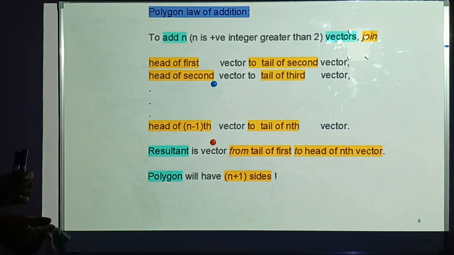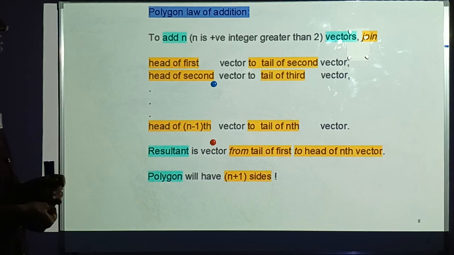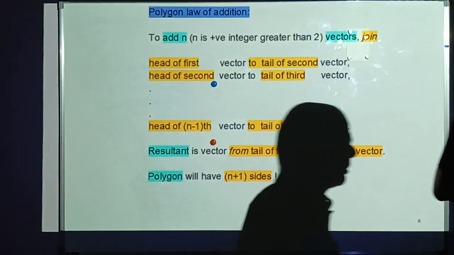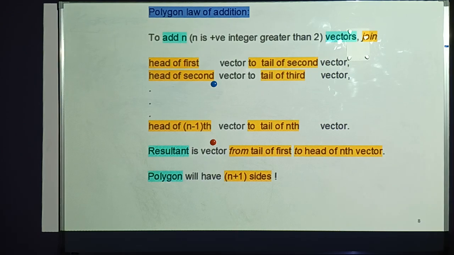So this polygon will have n plus 1 sides. Like in the triangle, where we add two vectors, it will have three sides. Similarly, for adding n vectors, I will have a polygon of n plus 1 sides.